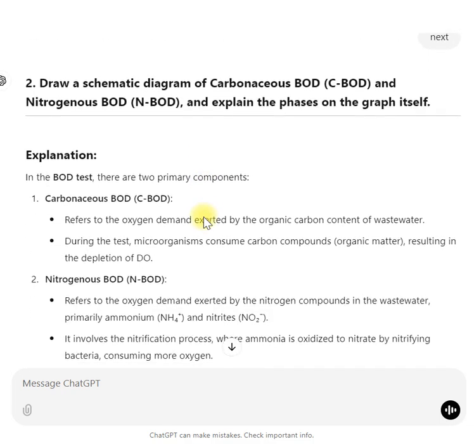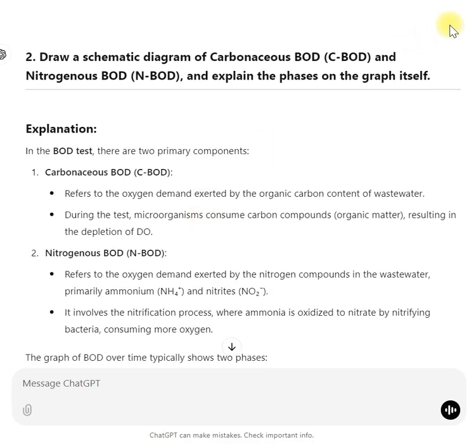Question 2. Draw a schematic diagram of carbonaceous BOD (CBOD) and nitrogenous BOD (NBOD) and explain the phases on the graph itself. Explanation. In the BOD test, there are two primary components. 1. Carbonaceous BOD, CBOD, refers to the oxygen demand exerted by the organic carbon content of wastewater. During the test, microorganisms consume carbon compounds, organic matter, resulting in the depletion of DO.